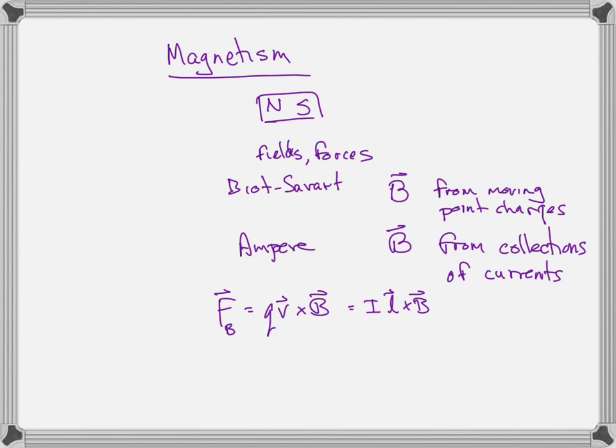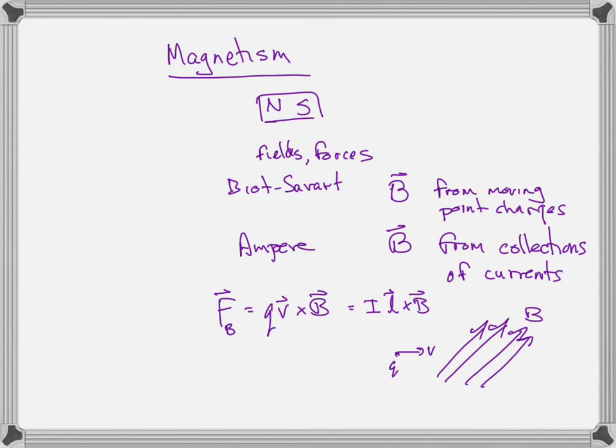And then the forces on charges and currents in external magnetic fields: QV cross B, or IL cross B, is the force on a moving charge. So for example, if I have a charge Q, which is moving at V, and it's going through a magnetic field B, it's gonna feel a force equal to QV cross B, a force perpendicular to its direction of motion as it moves through that field.